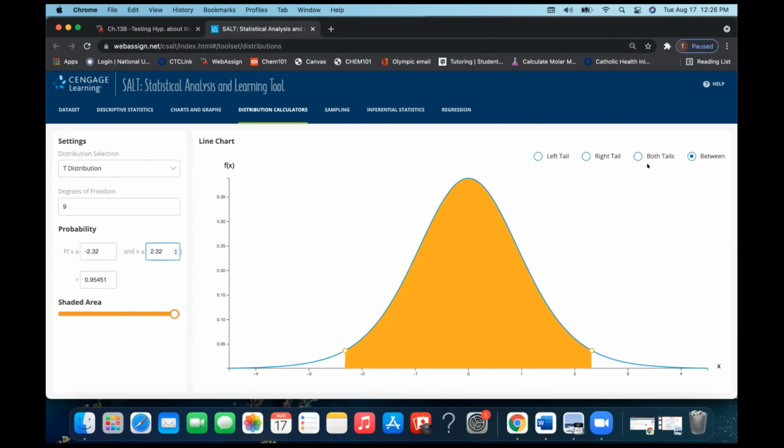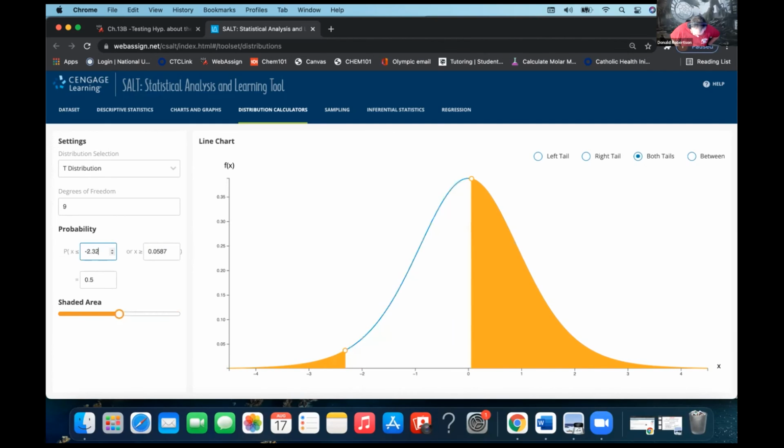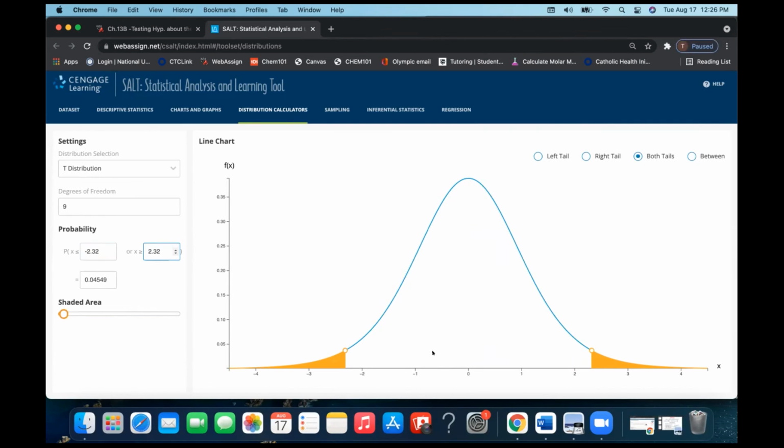Okay, go back to both tails because we probably didn't do that one, right? So make this negative 2.32 and make that positive. Right. Now, does that look like the 0.05? Isn't the picture you're looking at a two-tailed? Isn't two-tailed a not equal to world? That's why that one's a not equal to.